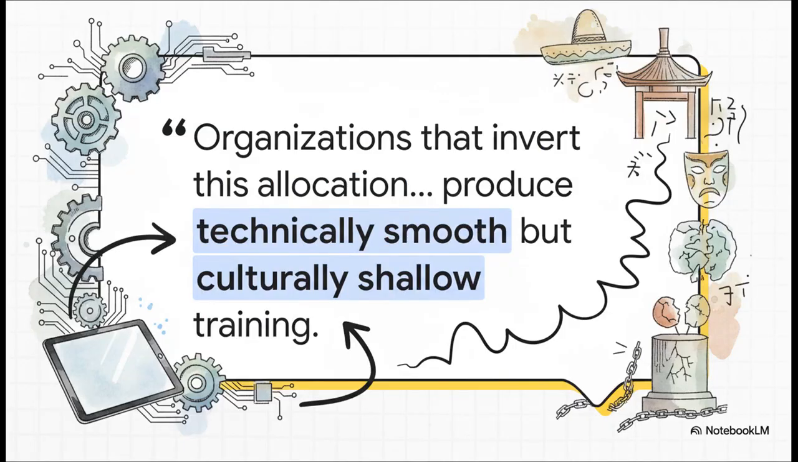And the report has a really stark warning for anyone who gets this backwards. I'm going to quote it directly. Organizations that invert this allocation consistently produce technically smooth but culturally shallow training experiences. In other words, your training will run perfectly, and it will fail completely.